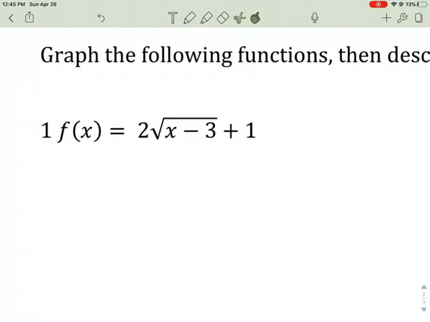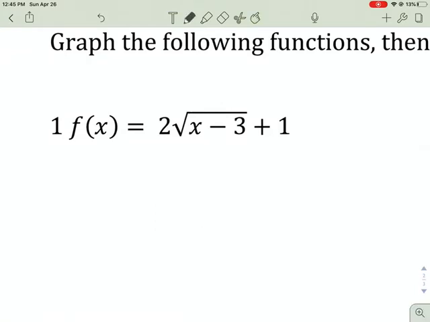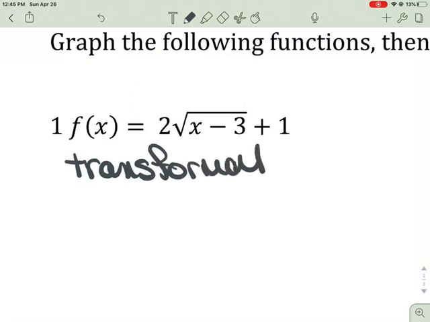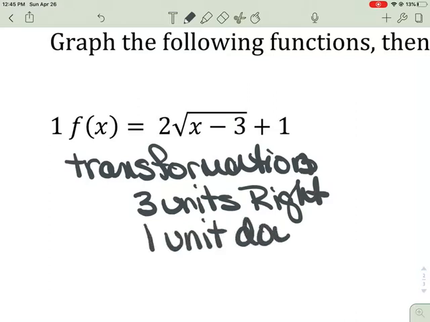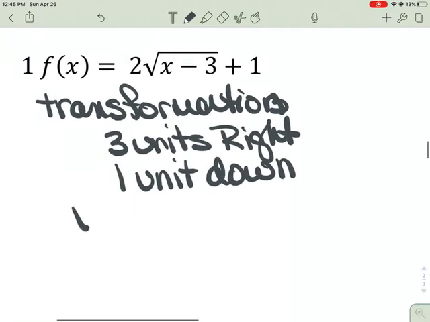All right, so if you remember, inside the function moves it left and right, outside the function moves it up and down, and then the 2 is a vertical stretch. So our transformation here is that we're going to move this graph 3 units to the right. Okay, so 3 units right. 1 unit down. And it's a vertical stretch factor of 2.